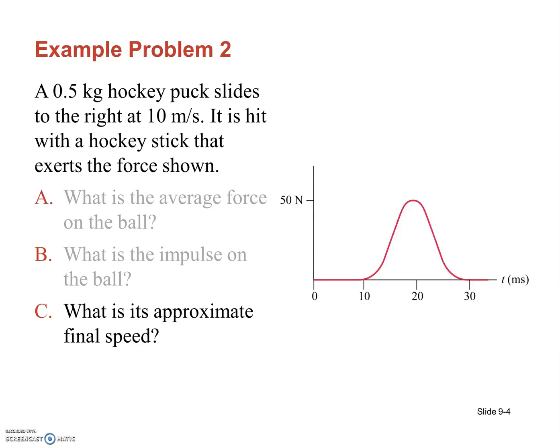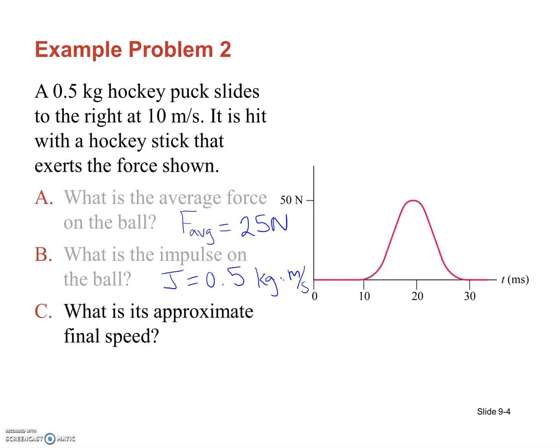So let's now use this information to find the approximate speed of that same hockey puck that we had earlier. Let's remember our answer to part A, the average force was 25 newtons. The impulse on the ball we calculated to be 0.5 newton-seconds. Now we saw that the units could also be written as kilograms times meters per second. Now we go back and take a look at momentum. Momentum was mass times velocity. We see that the units will also work out.